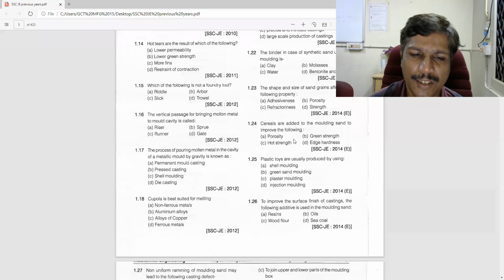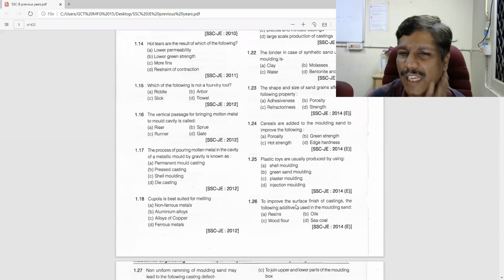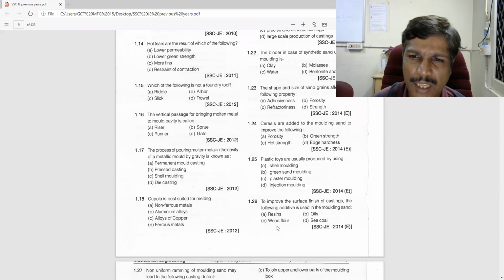Good morning, students. Today we are going to see some of the questions in SSC JE. To improve the surface finish of the casting, the following additive is added. So what is the additive we are going to add to improve the surface finish? That is the question.